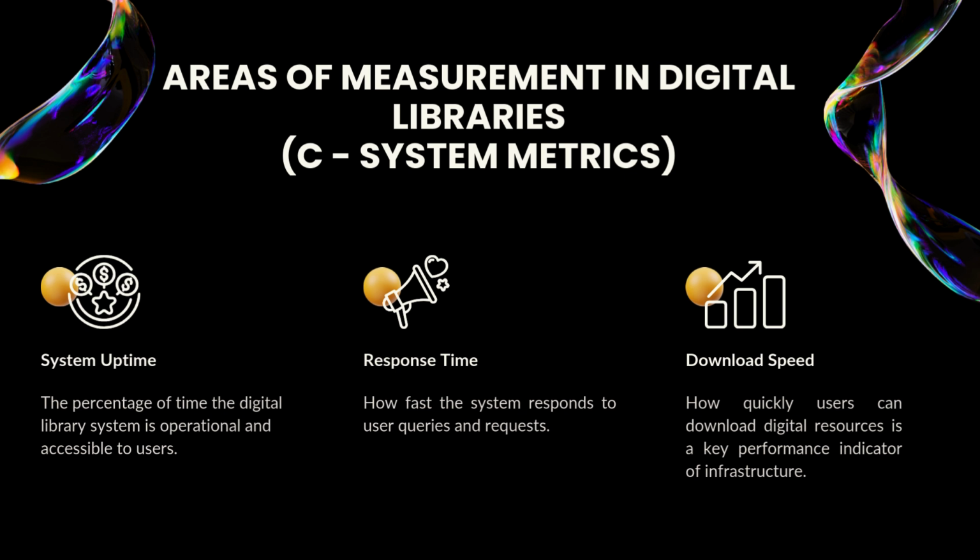Response time measures how quickly the system responds to user actions, such as loading a web page or returning search results. For instance, if a student searches for an article and the results take several seconds to appear, this can cause frustration and reduce user satisfaction. Faster response times usually lead to a better user experience and encourage continued use of the digital library. The third metric is download speed. Download speed refers to how quickly users can download digital resources, such as PDF articles or e-books. For example, slow download speeds may discourage users from accessing large files, even if the content is relevant. Good download speed reflects strong infrastructure and sufficient server capacity.